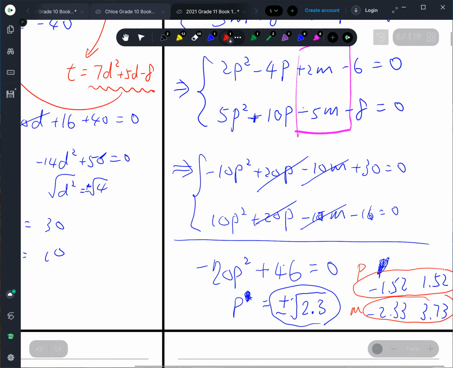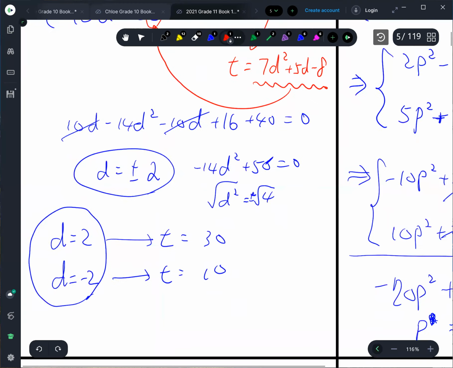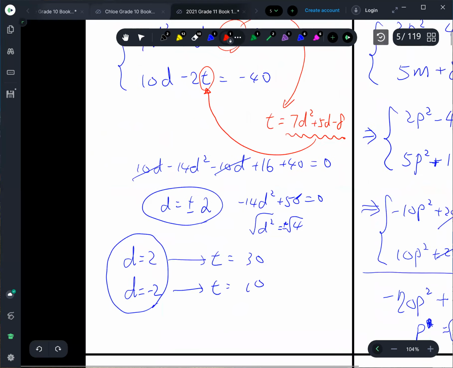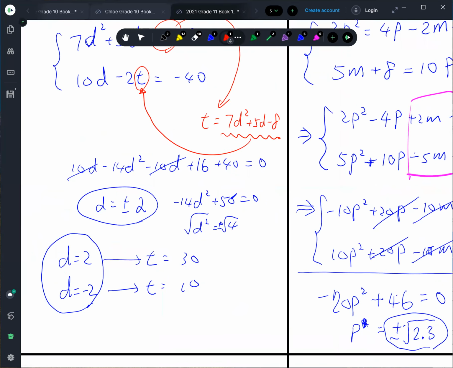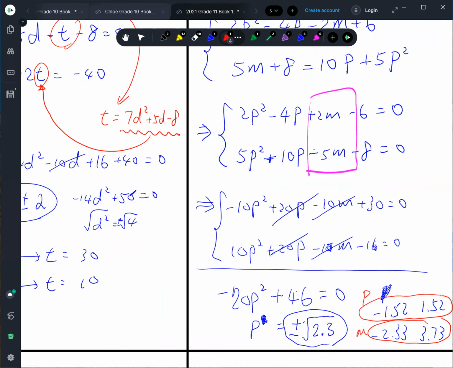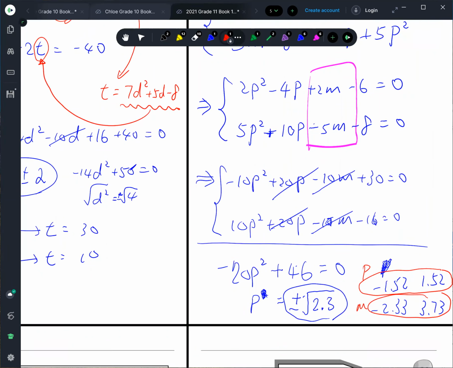It's the same way how we found the t before, right? Remember that one? The previous question. I understand now. So the previous one is easier because it's not decimal. You plug in 2, you get 30. You plug in -2, you get 10. This one you plug in 1.52, you get 3.73. You plug in negative 1.52, you will get negative 2.33. Okay, I get it now.